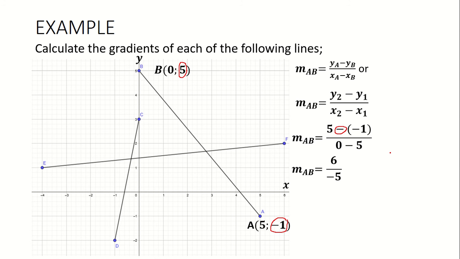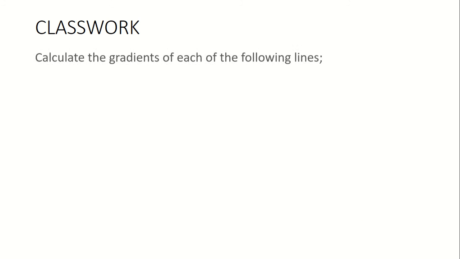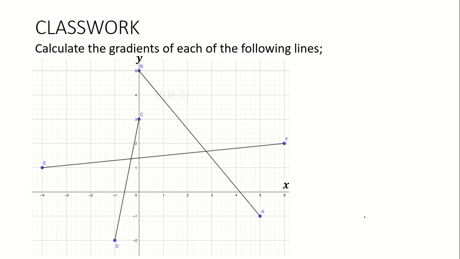Now you realize that the gradient is negative, which means that your graph is sloping down. A negative gradient means your graph will slope down, so your graph must look like that, and you realize that AB is actually sloping down. Now please do this as classwork. Do the other points, calculate the gradient of the other points.